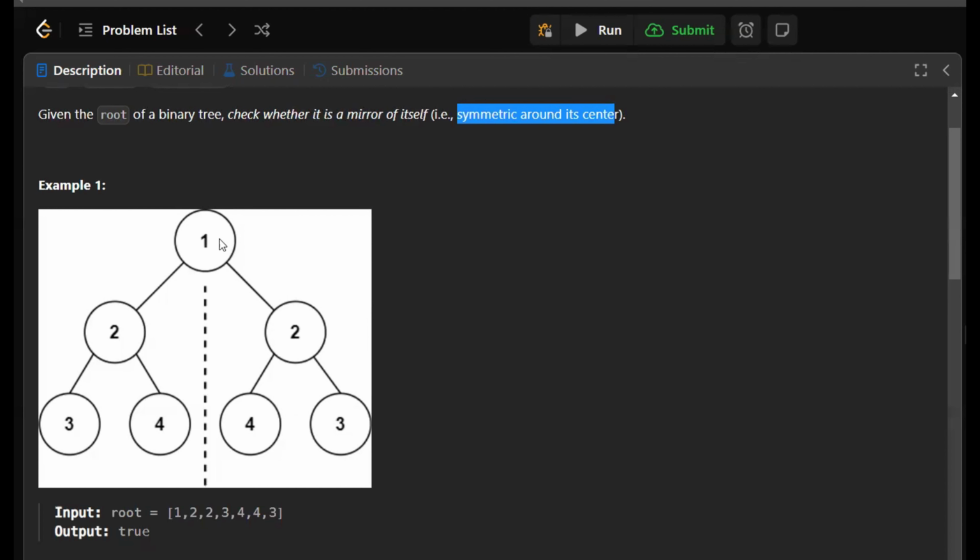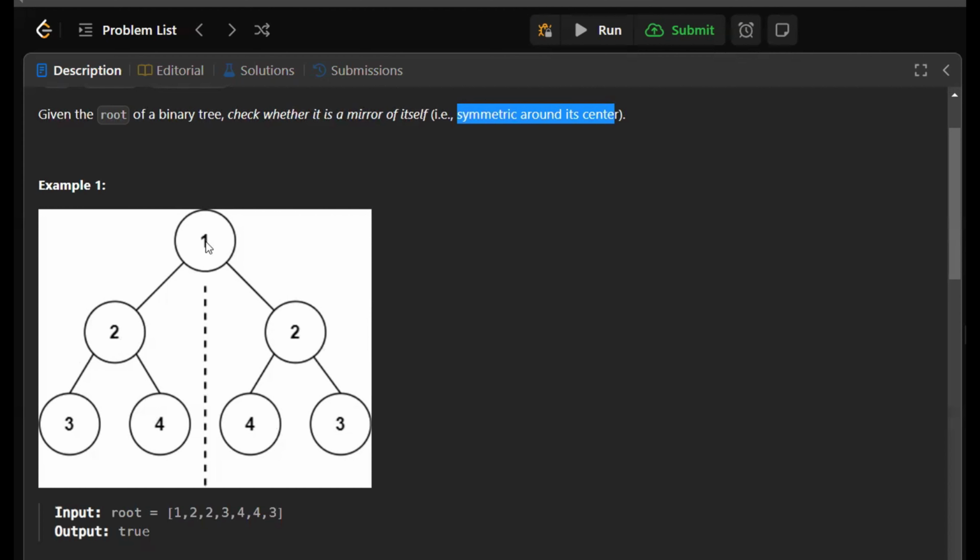Here in this array, the root is 1, which has two children, 2 and 2. The left child 2 has two other children, which are 3 and 4. The right child 2 has two children, which are 4 and 3.